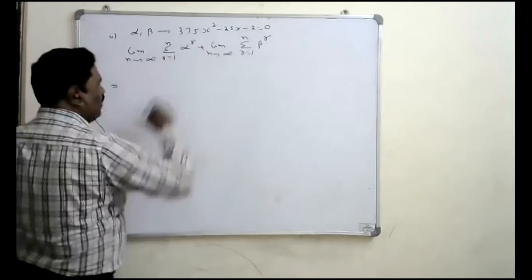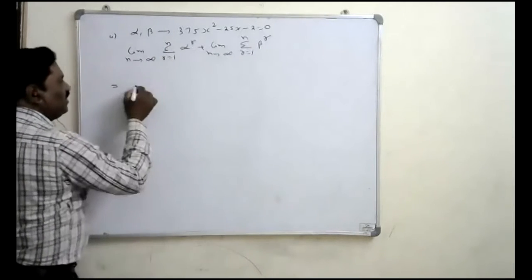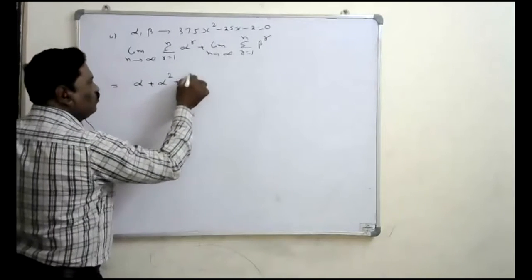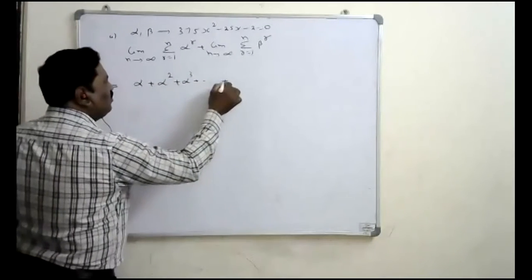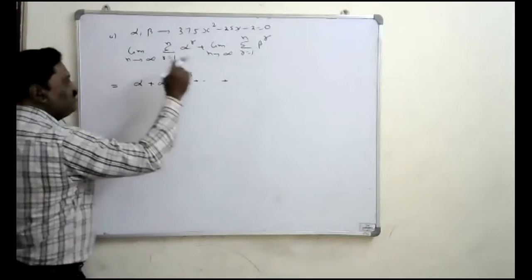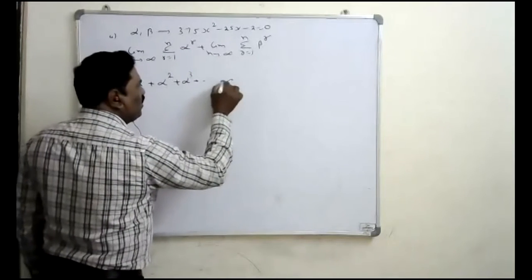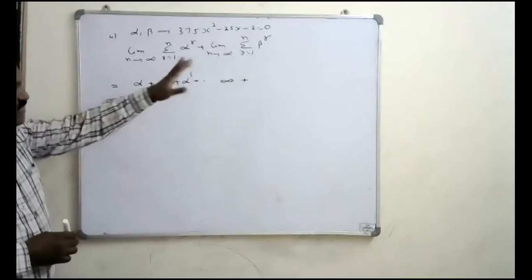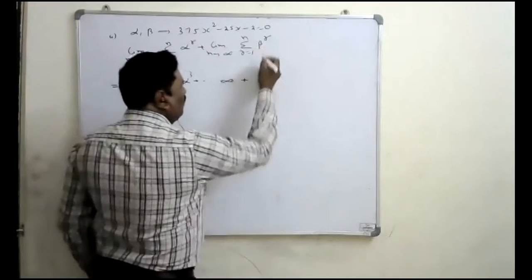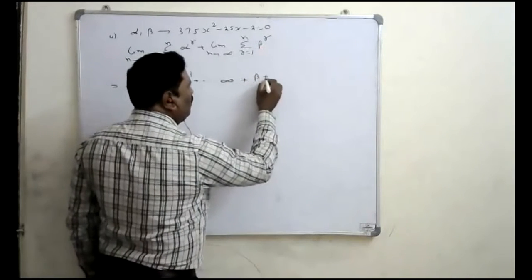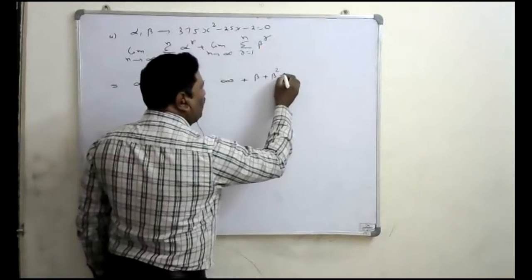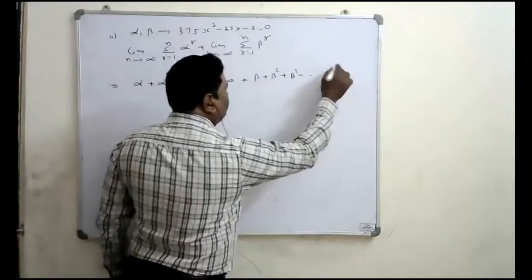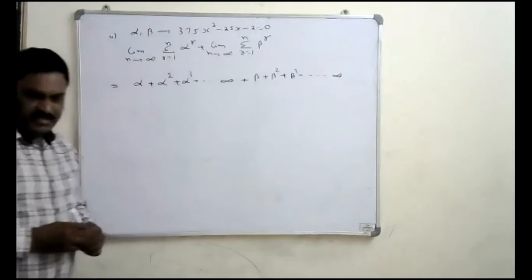If you expand the sigma, first keep r is equal to 1, it is alpha plus alpha square plus alpha cube and so on. Lastly, we will have alpha power n, where n reaches infinity. Similarly, the second one, if you expand the sigma, keep r is equal to 1, it is beta plus beta square plus beta cube and so on up to infinity. It also reaches an infinite series.